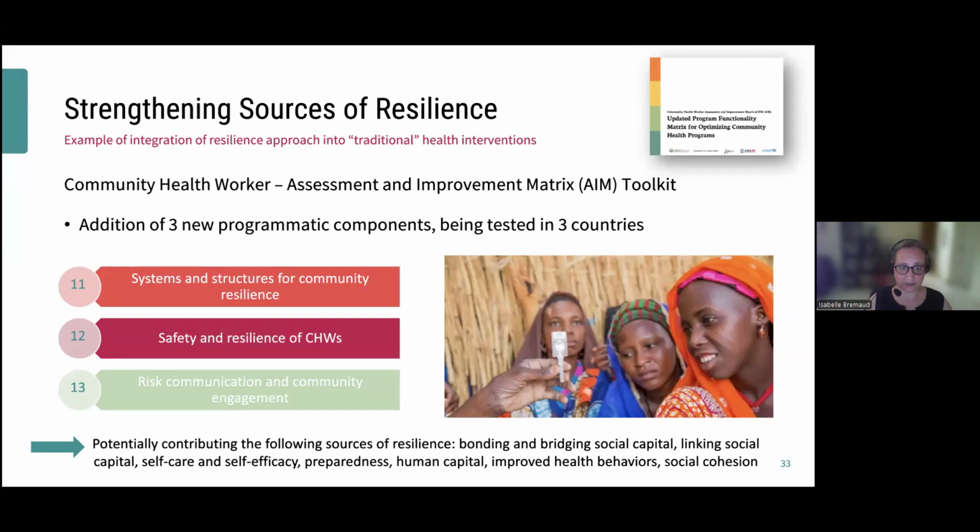This tool is available online. If you look at the Momentum website, you will find those 3 new components that were already published. And through this work, we are hoping to contribute and strengthen sources of resilience within the community, looking at bonding and bridging social capital. We're looking at increasing self-care, increasing self-efficacy, preparedness. We're looking at building human capital and improving health behaviors and social cohesion, which are all sources of resilience.